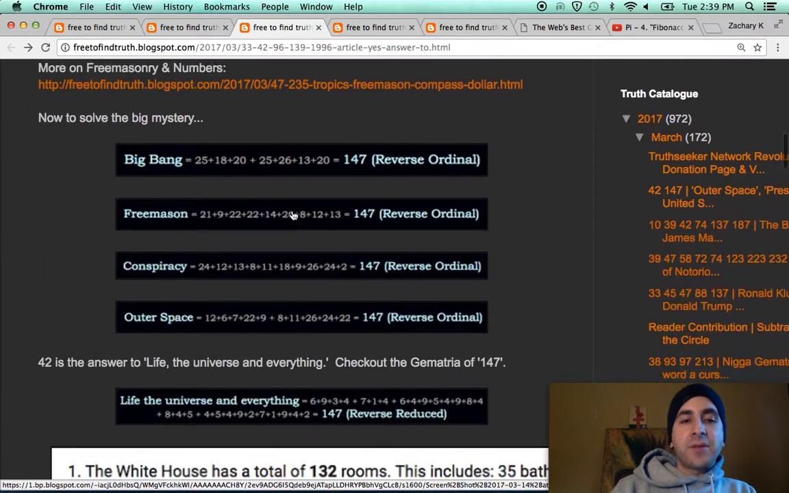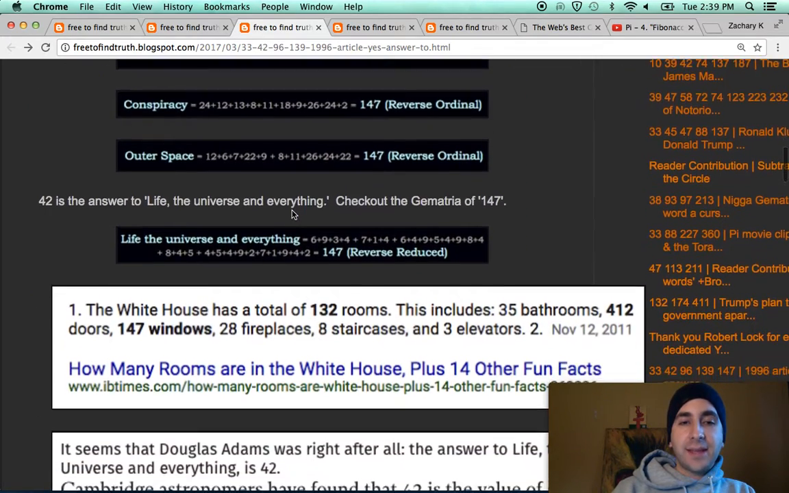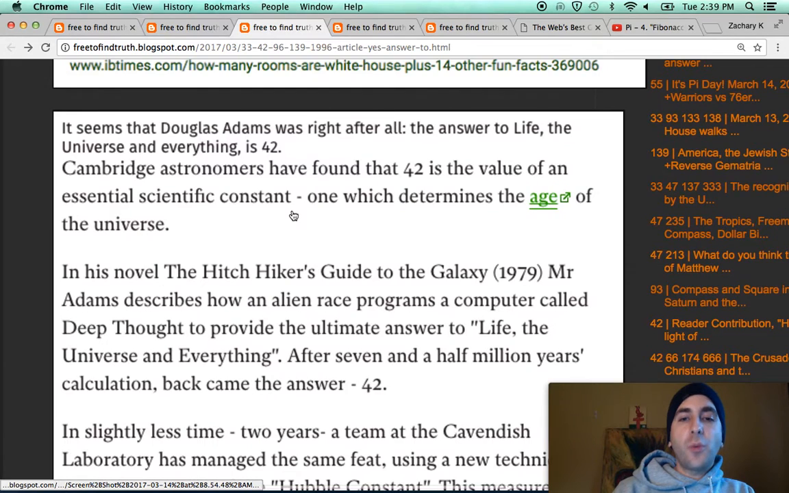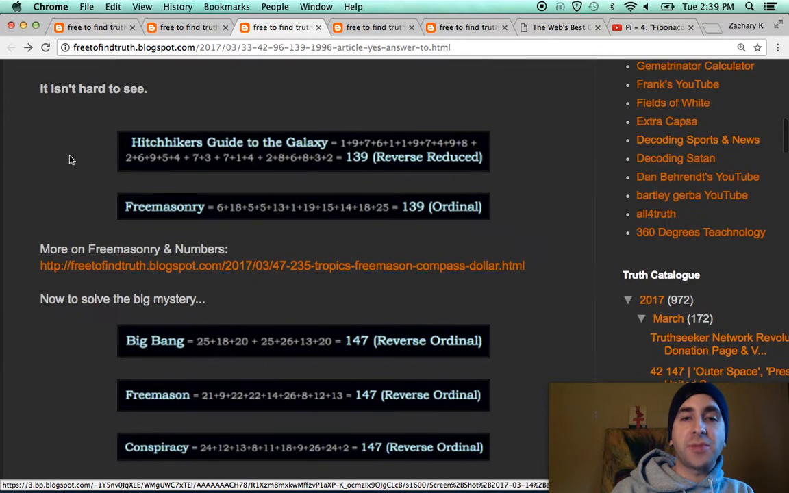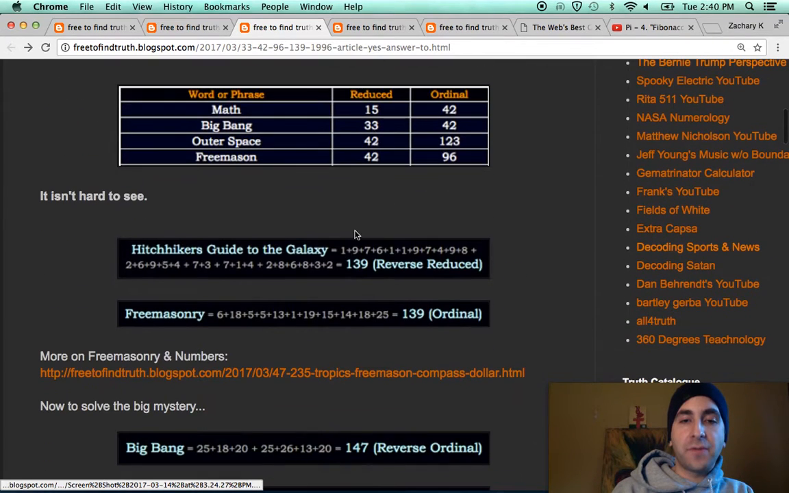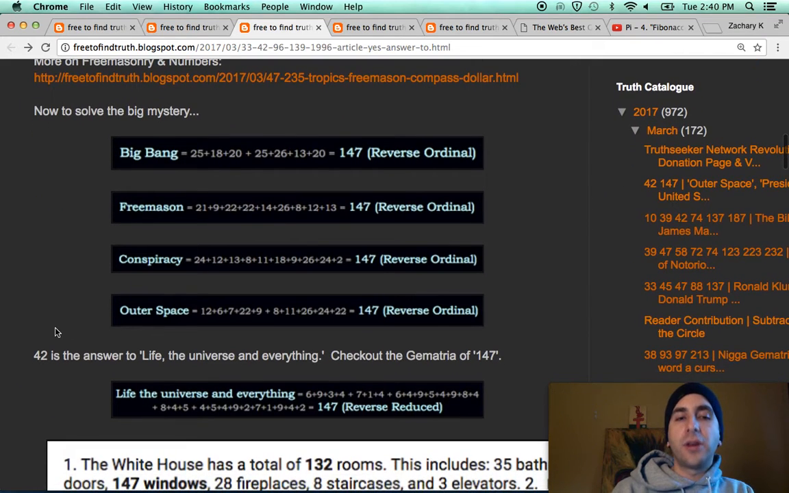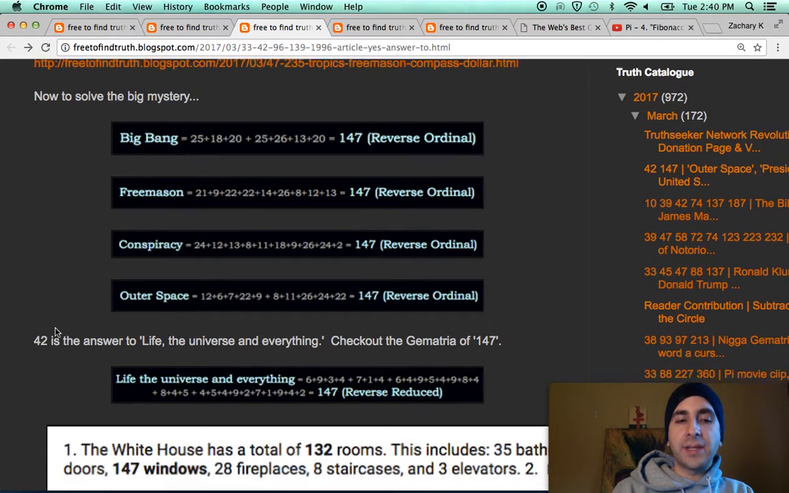So check this out. In the Hitchhiker's Guide to the Galaxy, the way it is written, the answer is life, the universe, and everything. That's what applies to 42. The word Freemason has gematria of 42. Freemasonry, again, 139, like Hitchhiker's Guide to the Galaxy. Look at this.